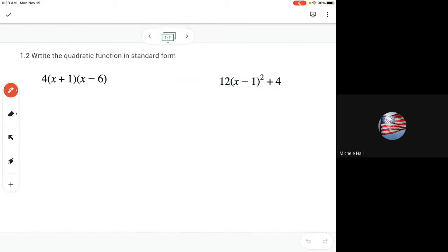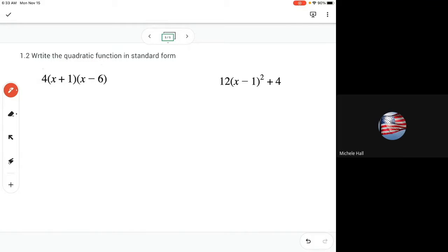This next part is from 1.2. There were some notes that were missing, and so I wanted to do two examples so that you could go back and correct 17 through 21. We need to take these and put them in standard form. The first one is in intercept form, and we need to change it to standard form.